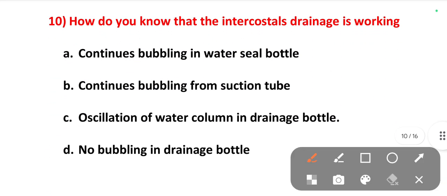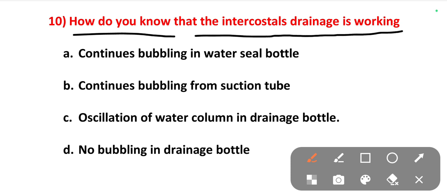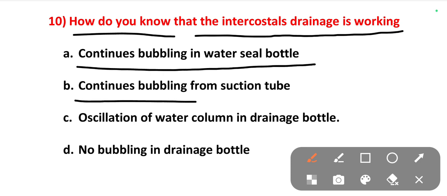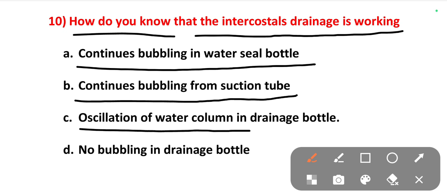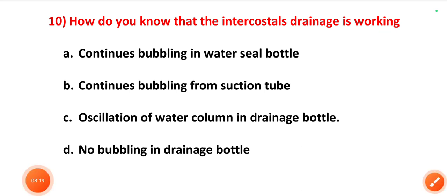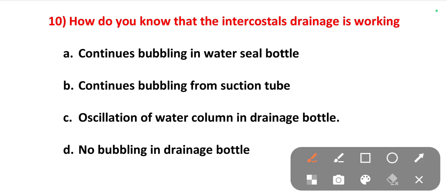The next question is, how do you know that the intercostal drainage is working? Options are continuous bubbling in the water seal bottle, continuous bubbling from the suction tube, oscillation of water column in drainage bottle, no bubbling in the drainage bottle. So the right one is option C. Option C is the oscillation of water column.